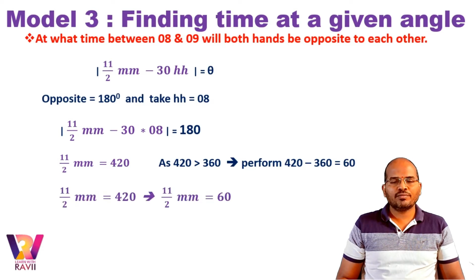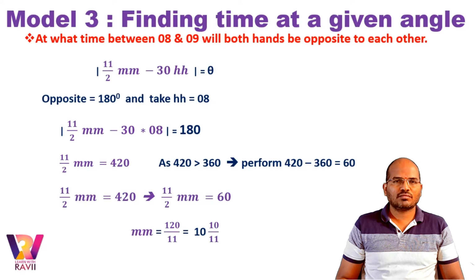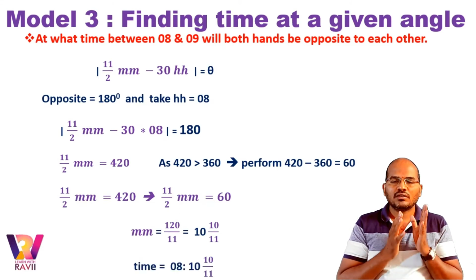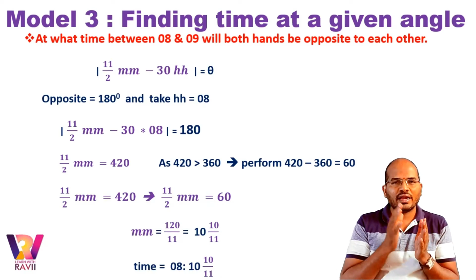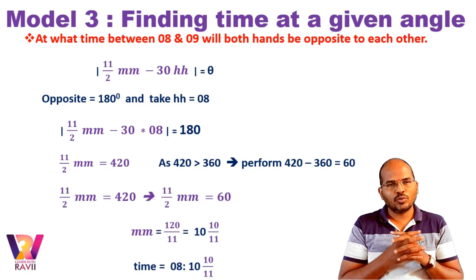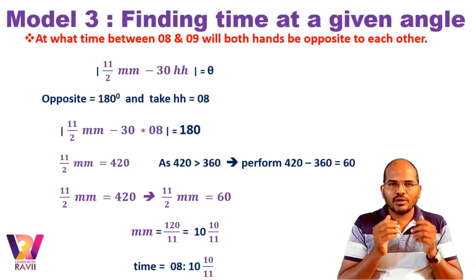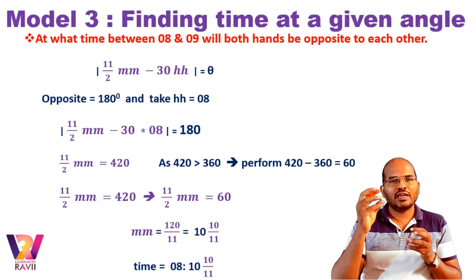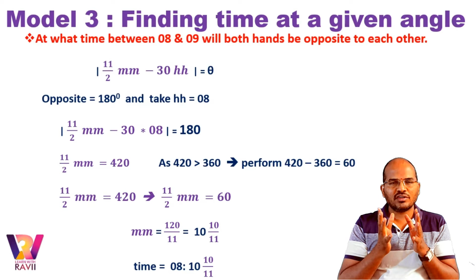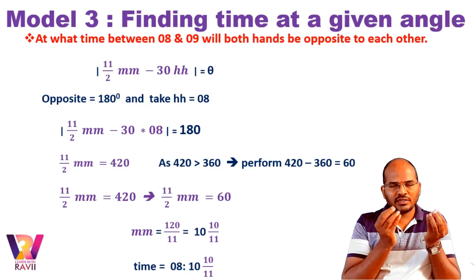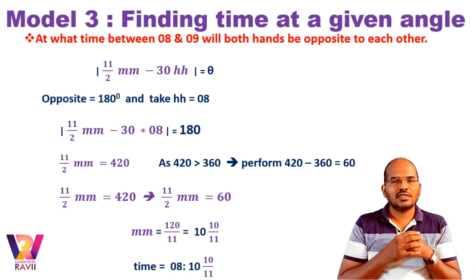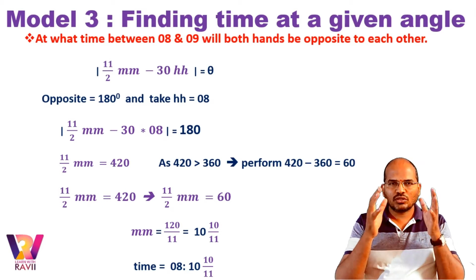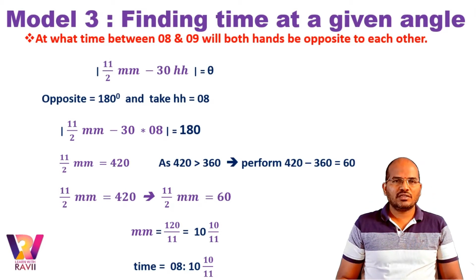Now find the value of mm, and the value of mm is 10 and 10 by 11, right? So at 8:10 and 10 by 11, the minute hand and the hour hand will be opposite to each other. In this example, the new thing you have learned is, while calculating, if the angle you obtain is more than 360, please find the difference of the obtained angle from 360 and take that one to proceed. Clear? So that makes your solving part easier.